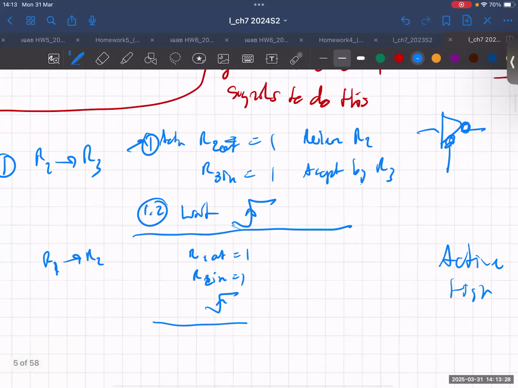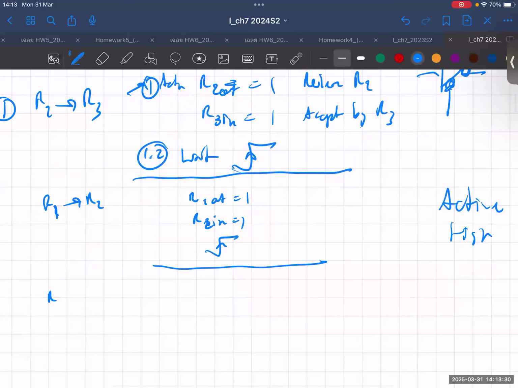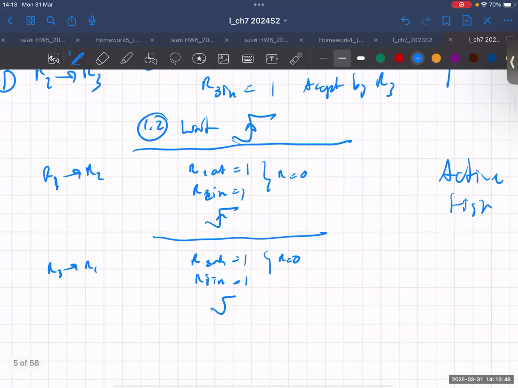Okay, and then the third step, R3 to R1. So that's what? R3 out, right? And R1 in equal 1. And the others is 0, right? Yeah, and wait for this. So it has to move in 3 clock cycles.